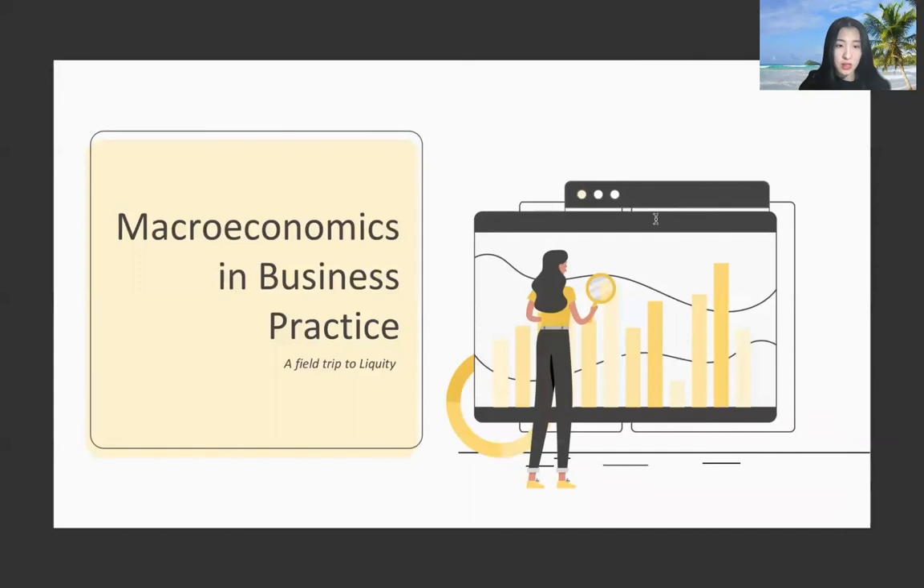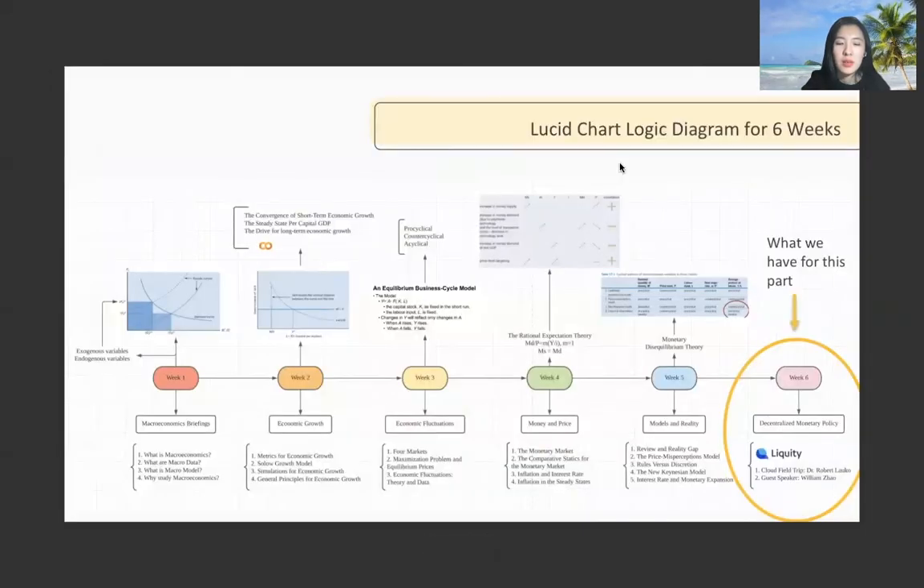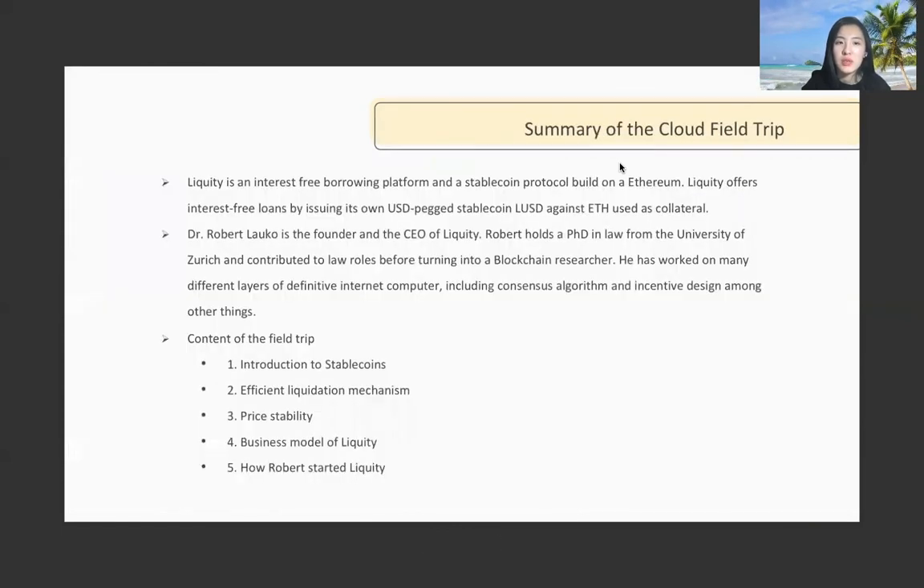And then we come to this part. I will elaborate on the following 2 parts in detail. First is macroeconomics in business practice. This is about what I learned in week 6, a cloud field trip to a newly founded company, Liquity. Liquity is an interest-free borrowing platform and a stablecoin protocol built on Ethereum. Liquity offers interest-free loans by issuing its own USD-backed stablecoin, LUSD, against Ethereum used as collateral.